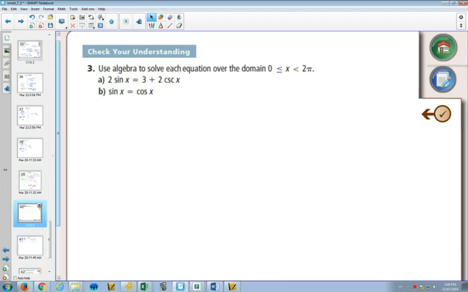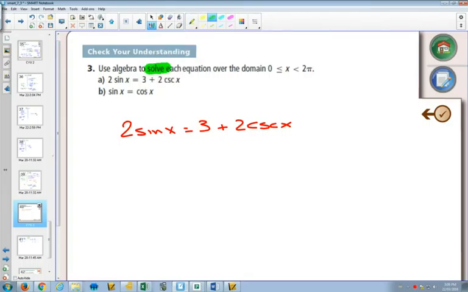In this first equation, we're asked to solve between 0 and 2 pi, and we have 2 sine x equals 3 plus 2 cosecant x. Right now, we have two trig functions that are different. But if we can use an identity to have only one trig function, then we're going to be able to solve this. The other thing that we have to be careful on once we get to these questions is the key words in the question.